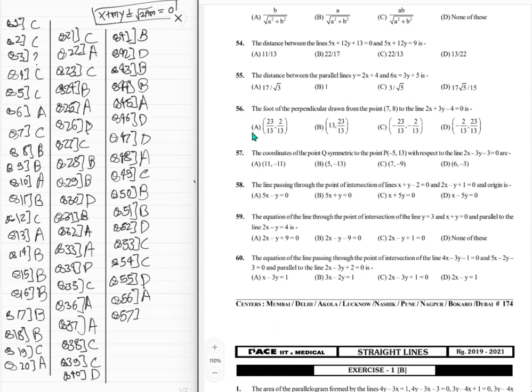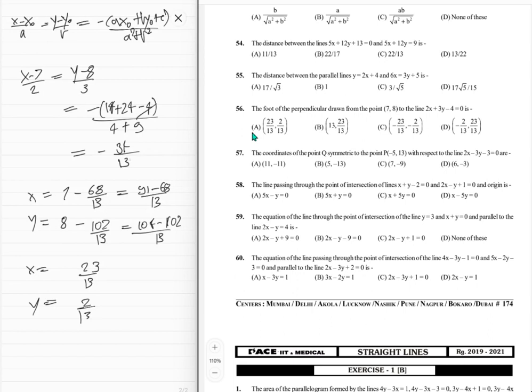Hey, I put the minus sign and everything correctly, right? Yes, I did. Okay, question number 57.